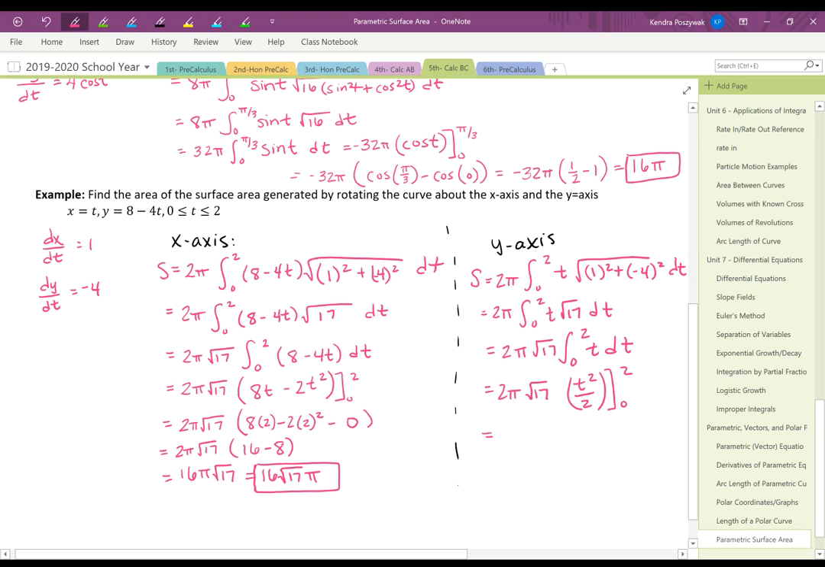If we go ahead and plug in the 2 and the 0, we get 2 pi root 17 times 2 squared over 2 minus 0. 2 squared over 2 is just going to be 2, minus 0 is still 2. So this ends up being 4 root 17 pi.